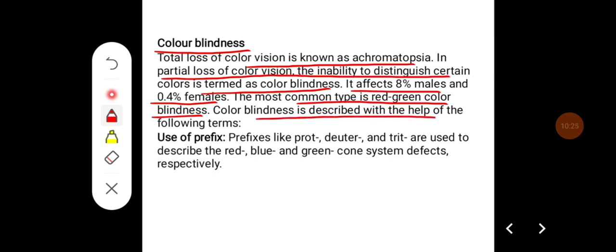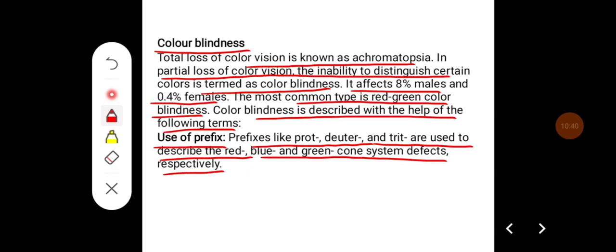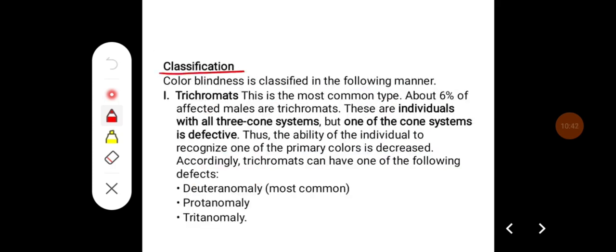Color blindness is described with the help of the following terms. There will be use of these prefixes. Prefixes like prot, deuter, and trit are used to describe the red, blue, and green cone system defects respectively. Classification of color blindness. Color blindness is classified in the following manner.